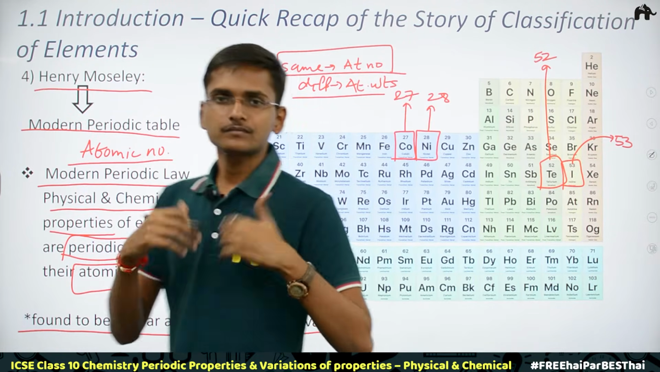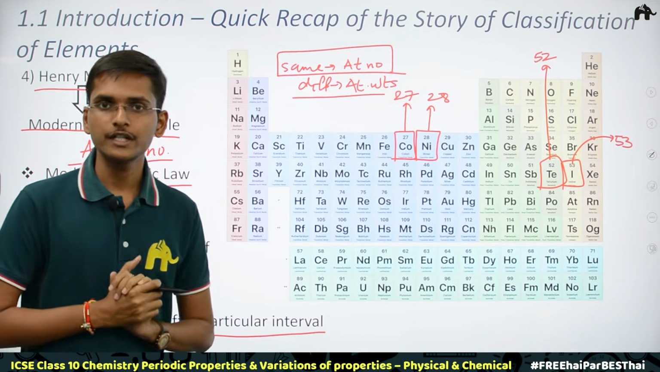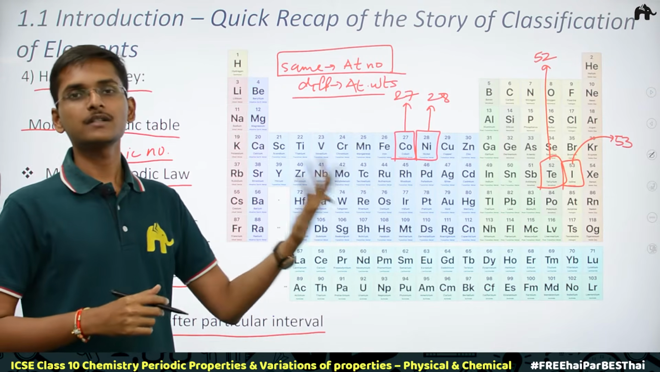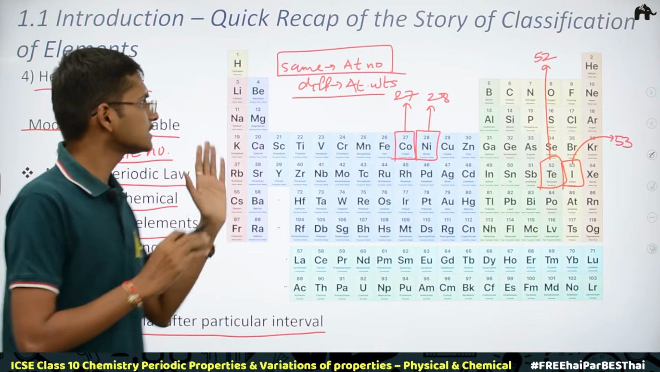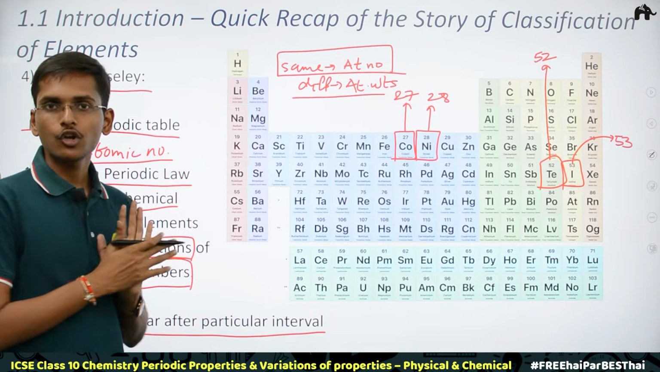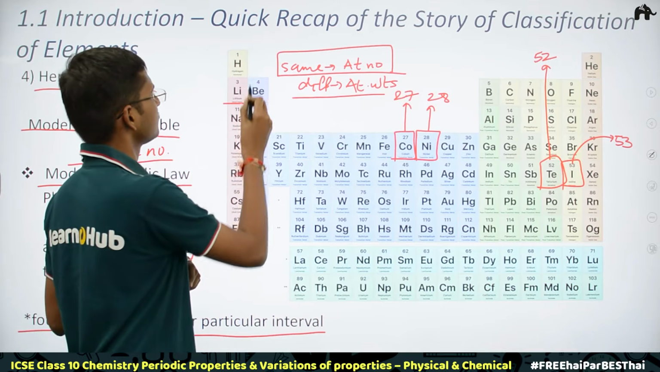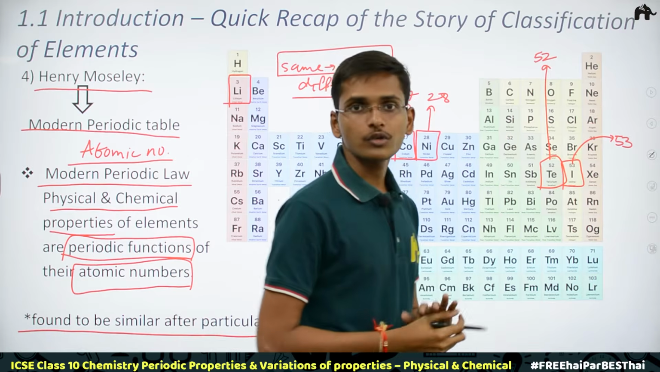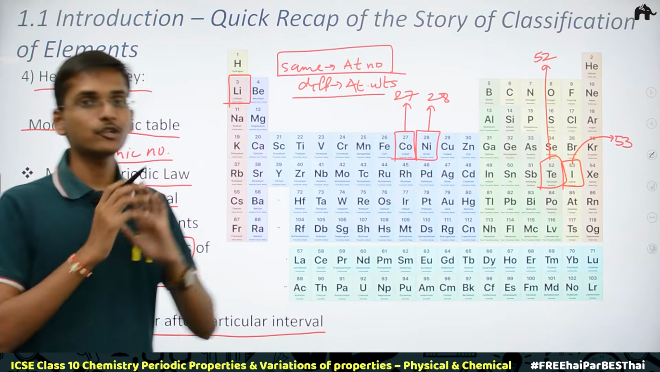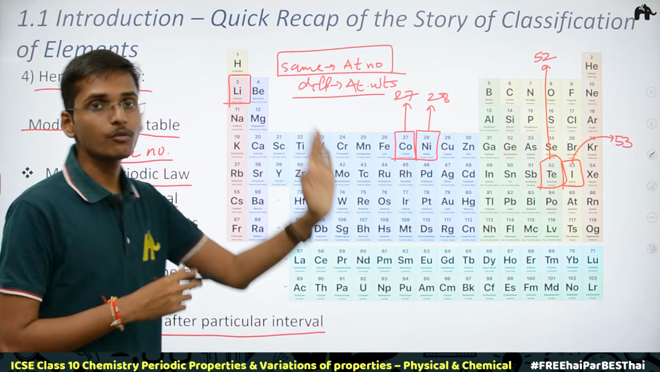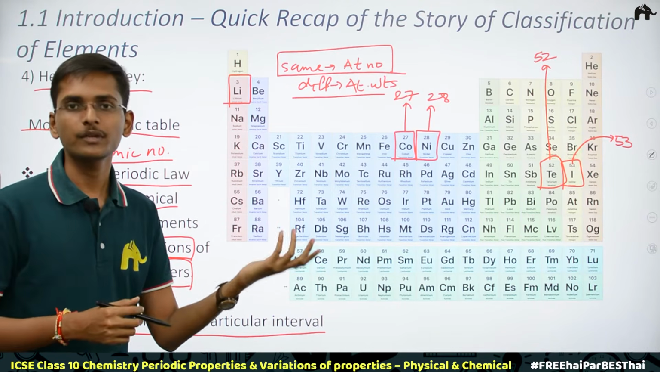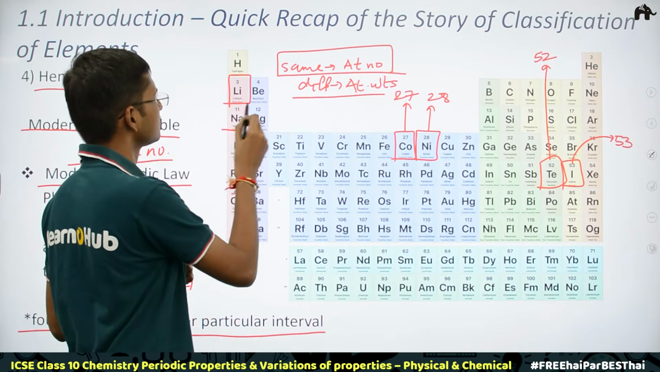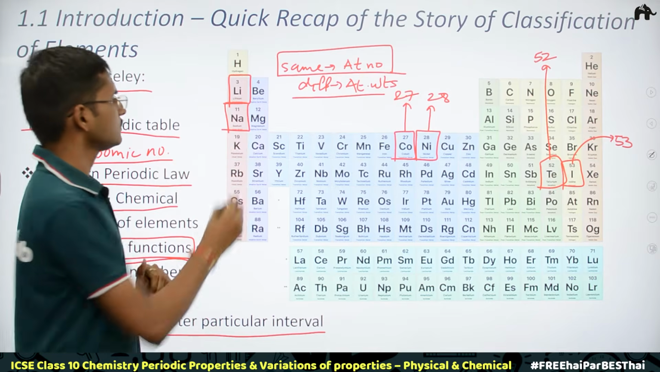When Moseley arranged the elements in the modern periodic table, in the same way as Mendeleev arranged the elements, we are going to understand this periodic law as well. For example, we start from lithium, moving to beryllium, boron, carbon, nitrogen, oxygen, fluorine, neon, and then we are again back to sodium because it has a higher atomic number than neon. The next higher atomic number element after neon is sodium. Now sodium is placed here, below lithium, and the same thing goes on.